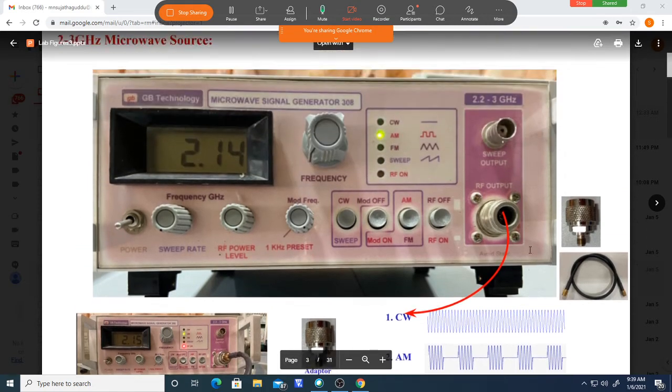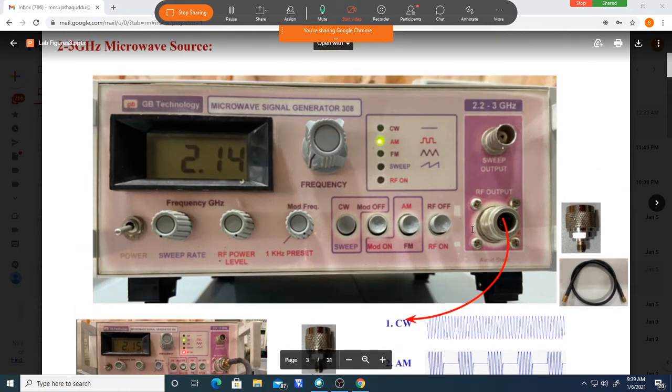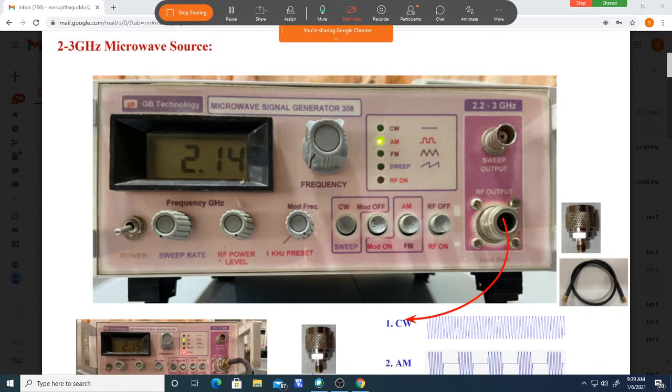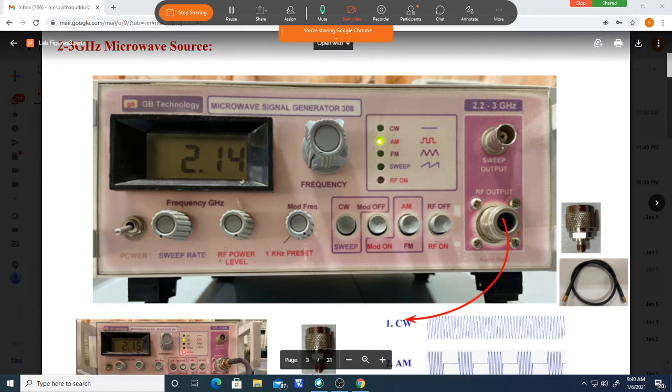So about these buttons, that is one. You can set either continuous AM, or modulated AM or FM. But you see, one more button is there. This is for modulation selection, either AM or FM, this is for modulation, this is for continuous wave, this is for frequency.